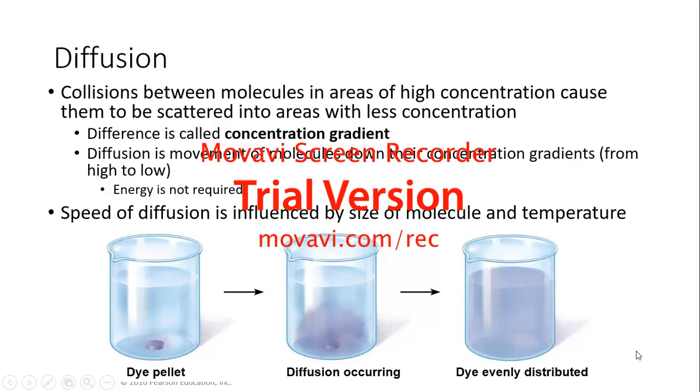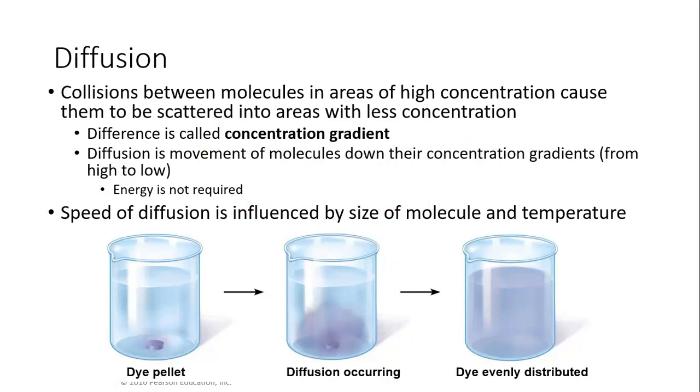The science behind diffusion is really simple. Essentially, when something's highly concentrated, the collisions between molecules in an area of high concentration are going to cause them to scatter into areas of less concentration. So that's very simple. This difference is called a concentration gradient. When you hear something going down a concentration gradient, they're talking about going from high to low. When you hear something going up a concentration gradient, you're going from low to high.